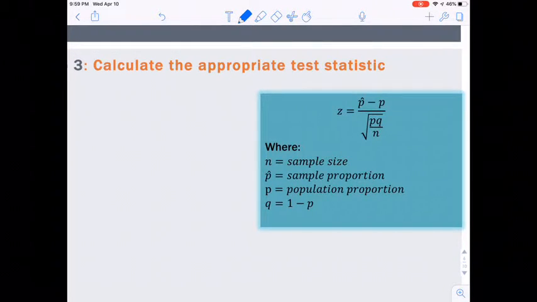P hat is the sample proportion, so we're going to get that from the evidence. P is the true proportion, which we're suggesting to be 0.5 in the hypotheses. Q comes from P, so we're going to do 1 minus P, because Q is the true probability of not being successful. So if we're suggesting the true probability is 0.5, that would mean the true failure would also be 0.5.